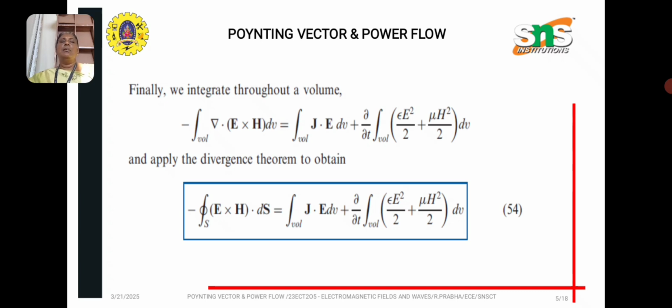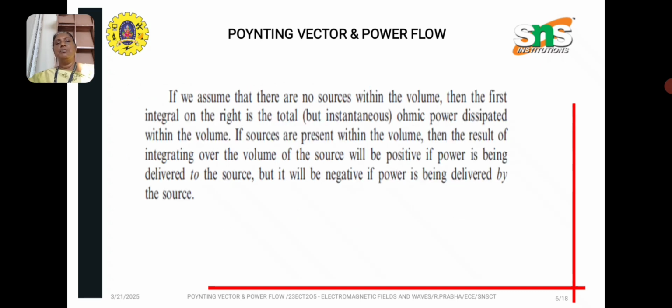And applying the divergence theorem in order to obtain the equation, the left hand side becomes minus the surface integral of E cross H dot dS, equal to the volume integral of J dot E dV plus dou by dou T of the volume integral of epsilon E squared by 2 plus mu H squared by 2 multiplied by dV.